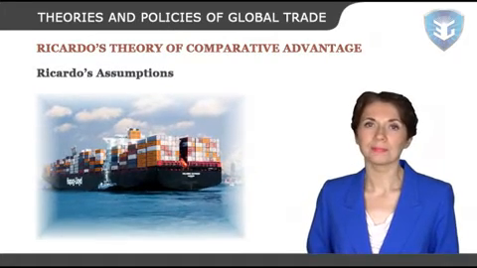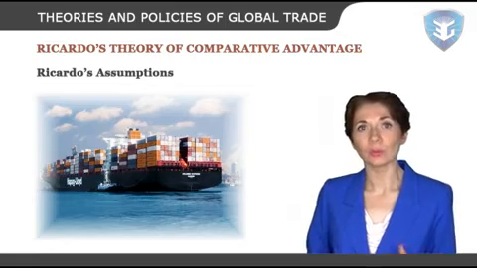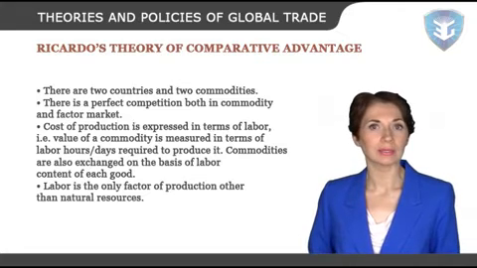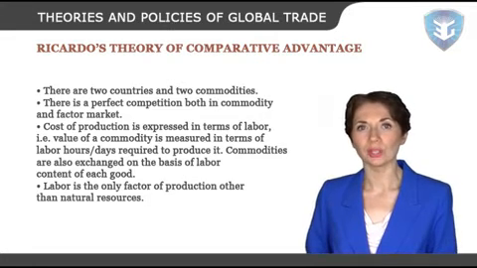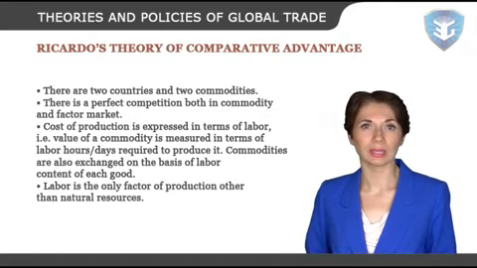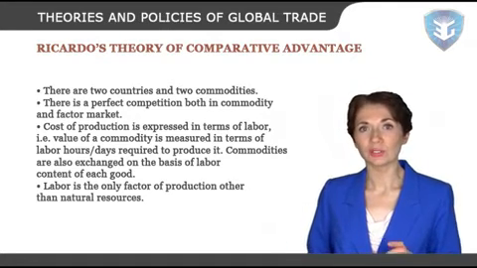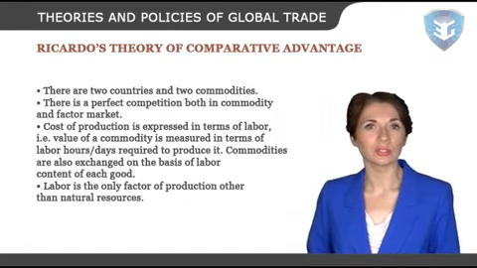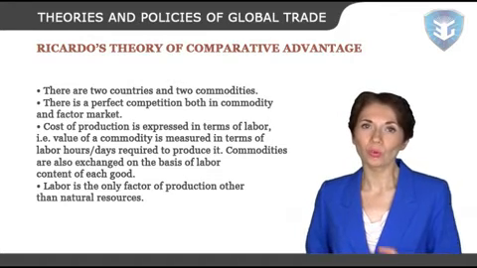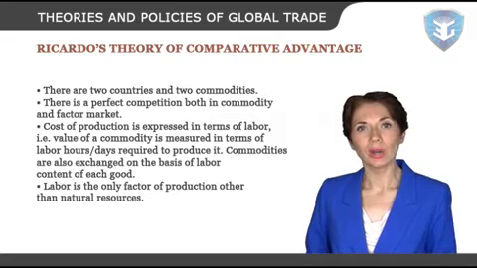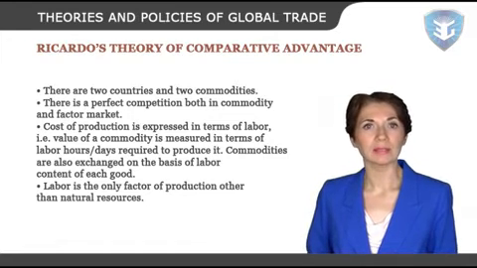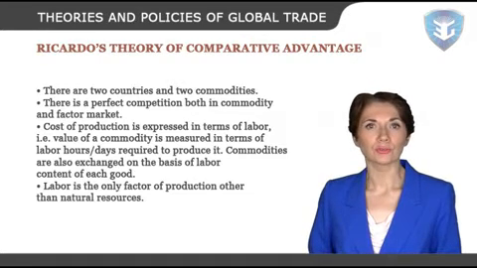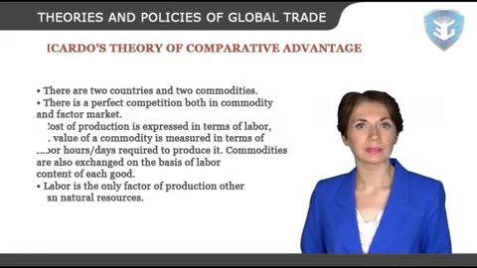Ricardo's assumptions. Ricardo explains his theory with the help of the following assumptions. There are two countries and two commodities. There is perfect competition both in commodity and factor markets. Cost of production is expressed in terms of labor. For example, value of a commodity is measured in terms of labor hours per day required to produce it. Commodities are also exchanged on the basis of labor content of each good. Labor is the only factor of production other than natural resources.